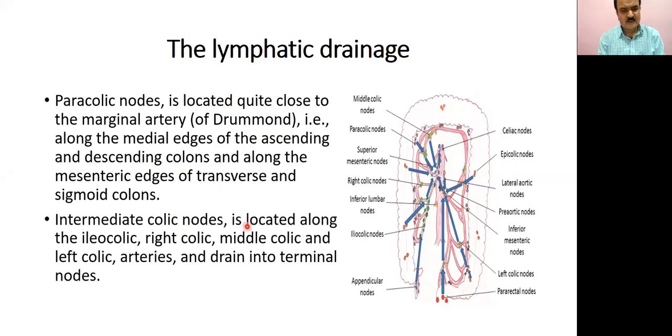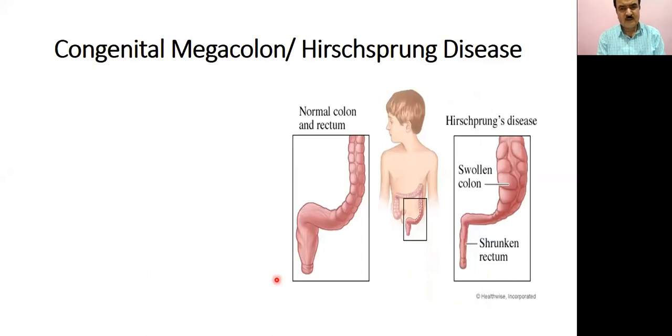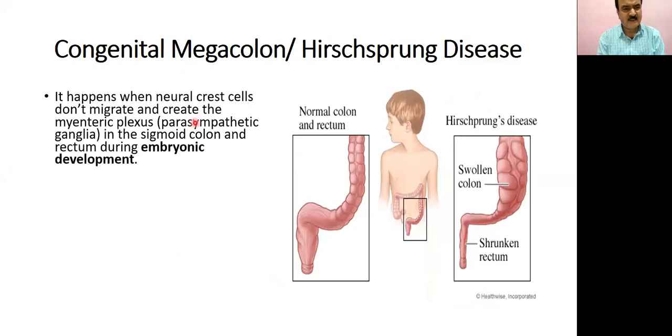Intermediate colic nodes are situated along the ileocolic, right colic, middle colic, and left colic artery and drain into the terminal nodes. Coming to the abnormalities of the large intestine, we have one abnormality called Hirschsprung's disease or congenital megacolon, because it is congenitally present. It happens when the neural crest cells don't migrate and create the myenteric plexus, parasympathetic ganglion in the sigmoid colon and the rectum during embryonic development.